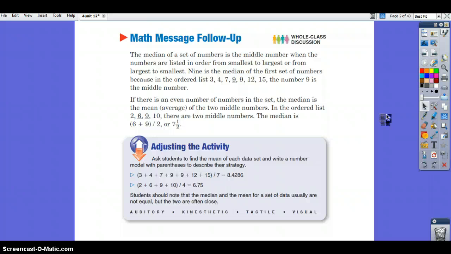If there is an even number of numbers in the set, the median is the mean or the average of the 2 middle numbers. In the ordered list of 2, 6, 9, 10, there are 2 middle numbers. The median is not 6 or 9. You should take 6 plus 9, divide by 2, and that would give you 7.5.